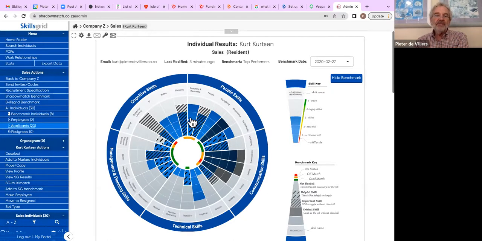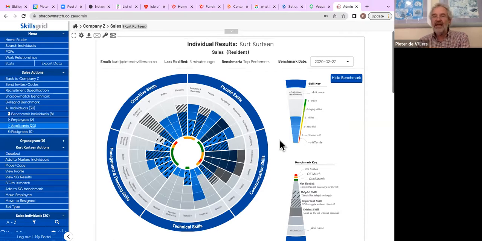Now, if we match him to the benchmark for sales, we see there's a red spot there. There's a red spot there. There are amber spots on those 2, amber spots on those. The rest are in green. There's no indication there because the benchmark indicated that these skills are not in use at all.